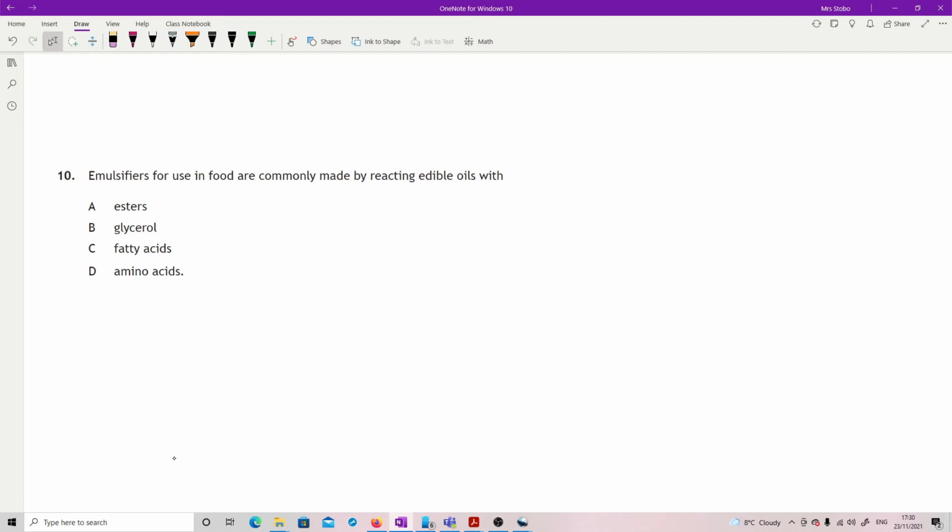Emulsifiers for use in food are commonly made by reacting edible oils with, and we have the following options here. And again, a little bit of knowledge recall. If you know it, you just straight know it. Okay, so on this one, glycerol is the bit that you're going to use as your hydrophilic part, and your chain is going to be hydrophobic. They are esters that you're making, so you're not saying that that's what you are reacting them with. And you need fatty acids to start making them, and amino acids have got nothing to do with specifically emulsifiers. They are the subunit for proteins. Okay.